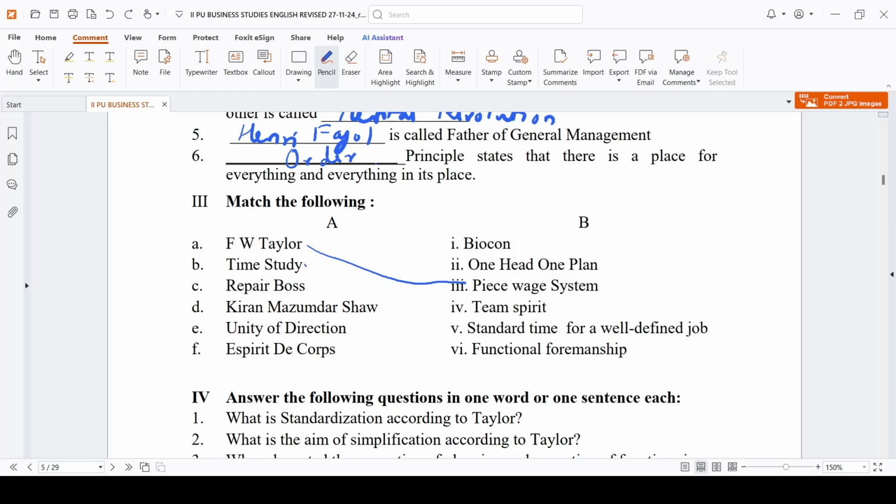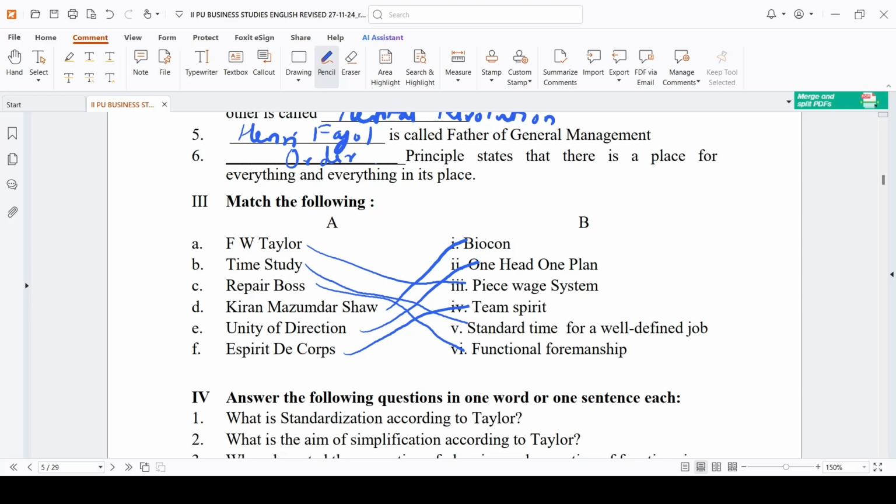Time study is nothing but standard time which is required for a well-defined job. Repair boss, functional foremanship. Kiran Mazumdar Shah, Biocon. Unity of direction, one head, one plan. Esprit de corps, team spirit.